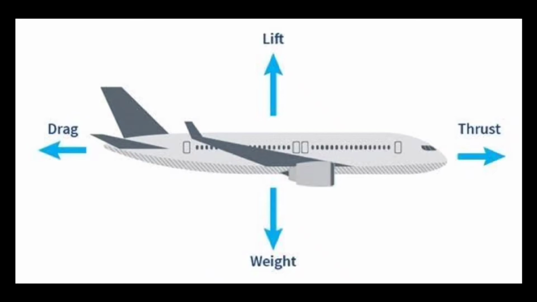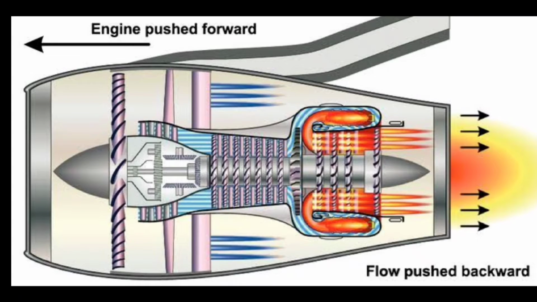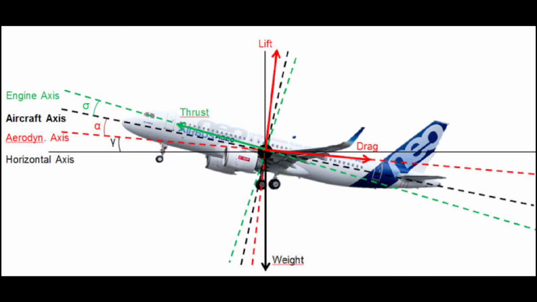Aerodynamic forces. Essentially, there are four aerodynamic forces that act on an airplane in flight. These are lift, drag, thrust, and weight. In simple terms, drag is the resistance of air molecules hitting the airplane, meaning it is the backward force. Thrust is the power of the airplane's engine, meaning it is the forward force. Lift is the upward force, and weight is the downward force.